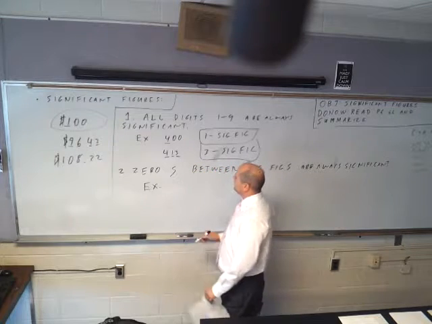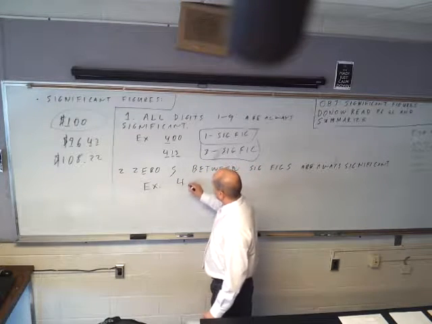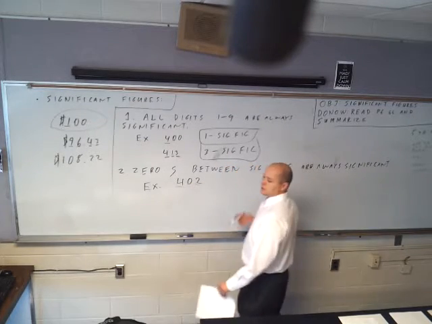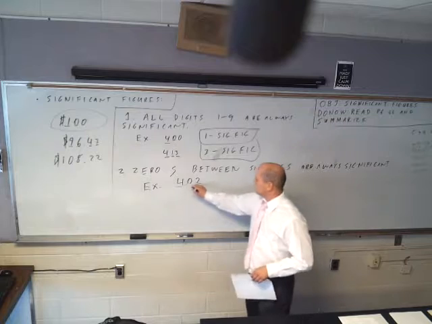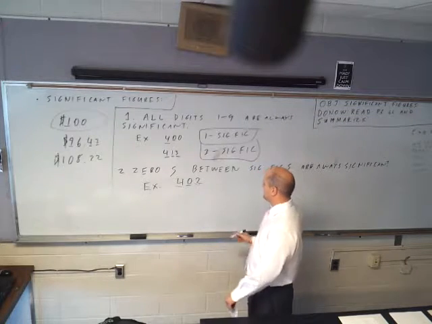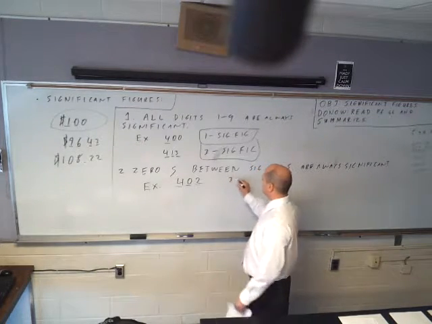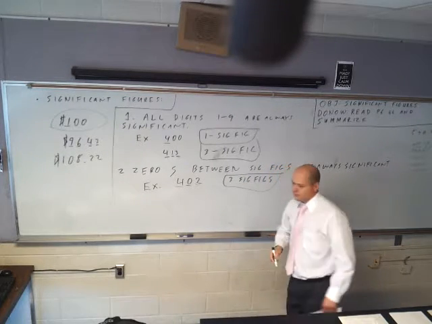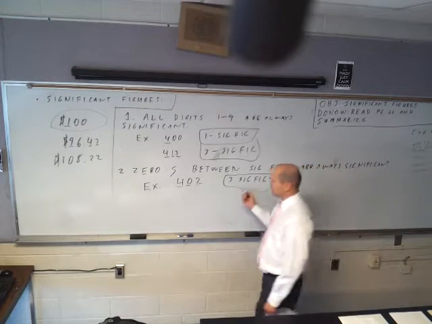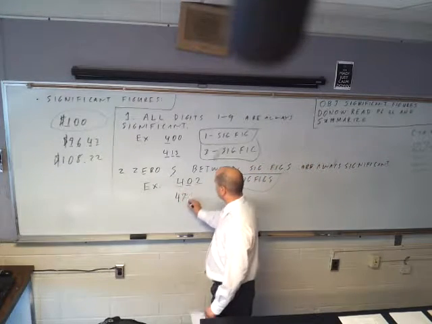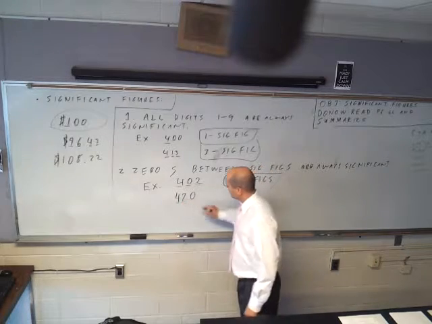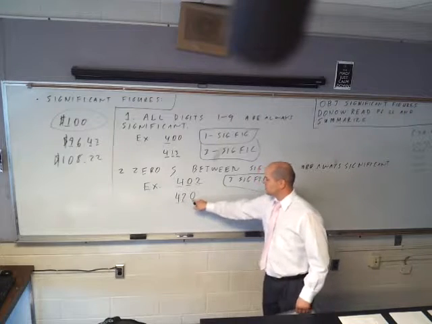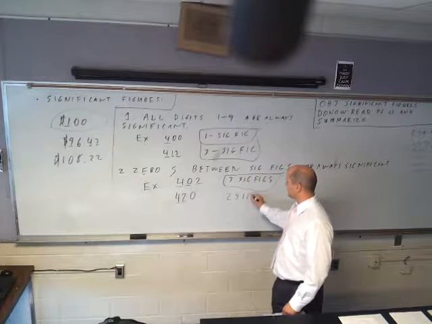All right, so for example, 402. So here we know the 4 and the 2 are significant because they're non-zero numbers. But the zero between non-zeros, it's between significant digits, so that's also significant. So this has 3 sig figs. On the other hand, if I give you the number 420, the 4 and the 2 are significant, but the 0 is not, because it's not between the non-zeros. It's not between significant figures. That only has 2 sig figs.